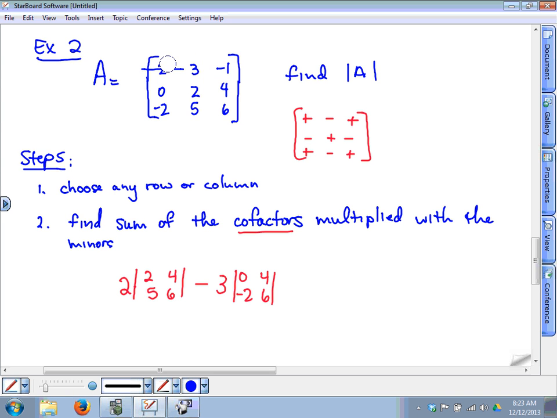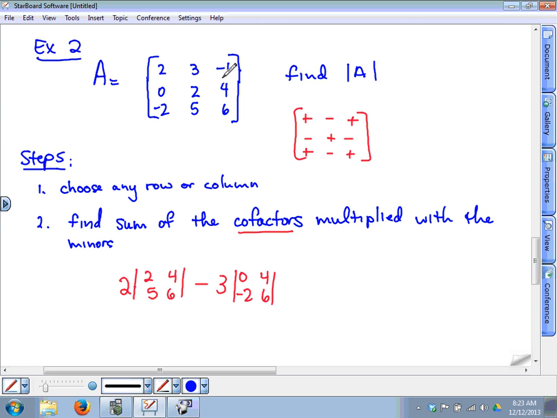So, yeah, look at that. Fancy stuff. So let me illustrate. If we're choosing 3 as a cofactor, you cross out the row and the column containing that cofactor, and what's left over? 0, negative 2, 4, and 6. So that's the minor right there.